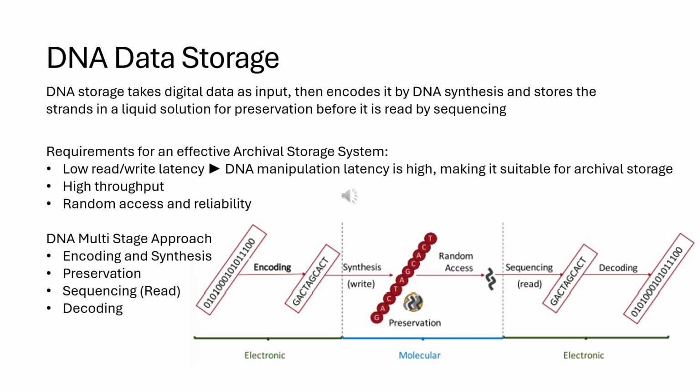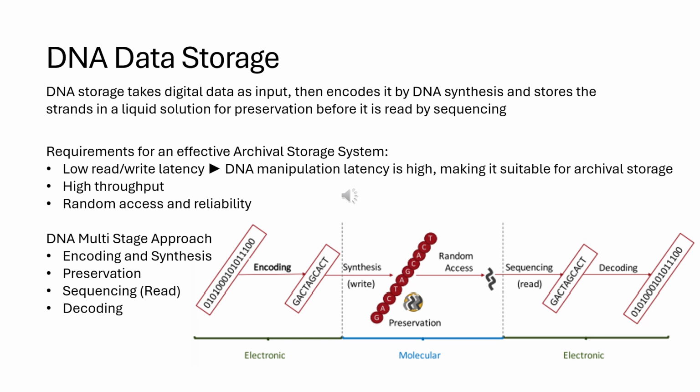So this slide shows the basic workflow of DNA data storage. The process starts with ordinary digital information like binary data. That data is encoded into DNA sequences, meaning that the zeros and ones are mapped into combinations of the 4 DNA bases, being adenine, thymine, cytosine, and guanine. And then after encoding, the DNA has to be physically synthesized. This is considered the write step, where the actual DNA strands are chemically produced.